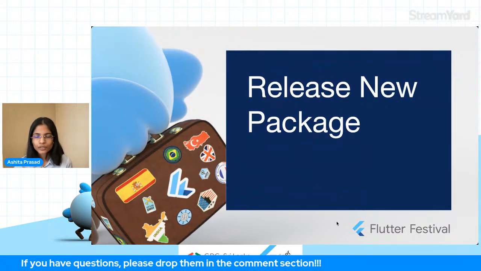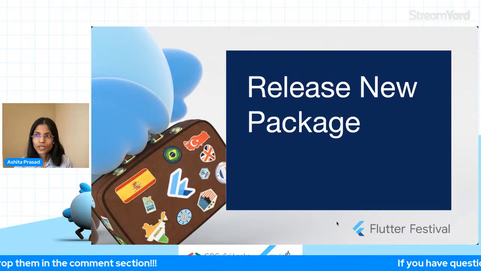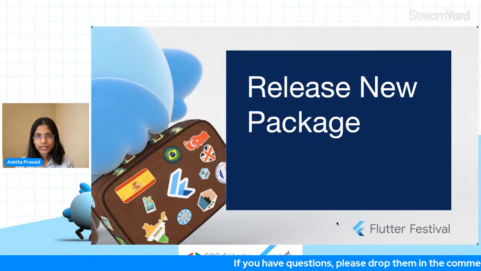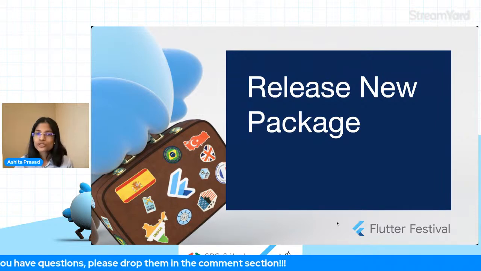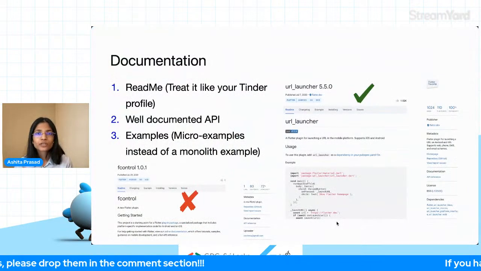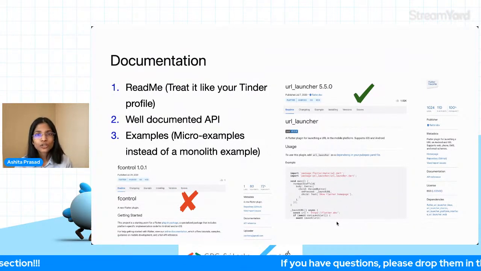So say you couldn't find any package even close to your requirement. How do you go about it in this case? In this case, you have to release a new package. When you are going to release a new package, it is very, very important to understand that your documentation needs to be rock solid.